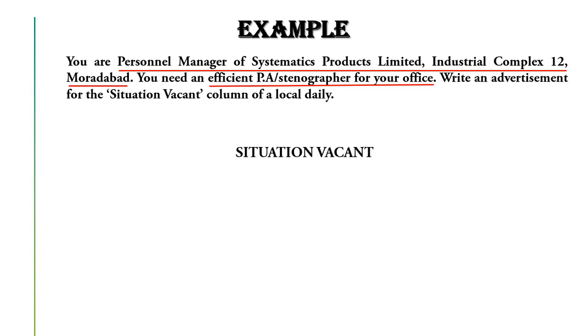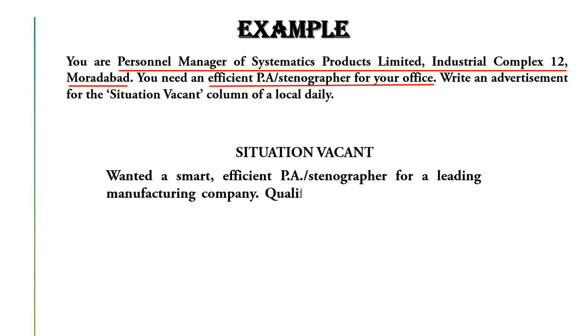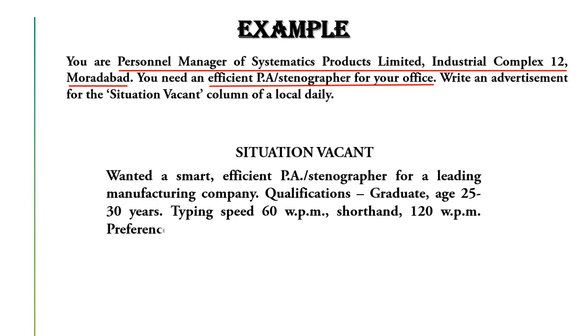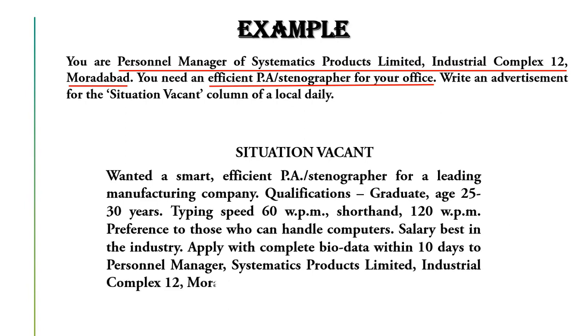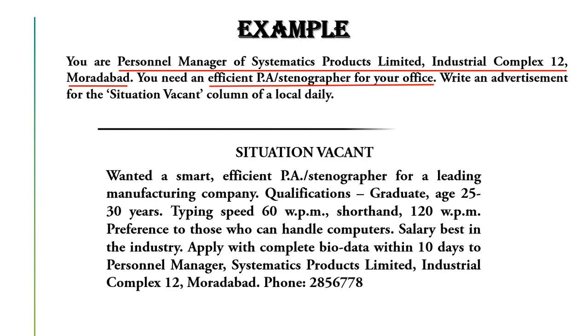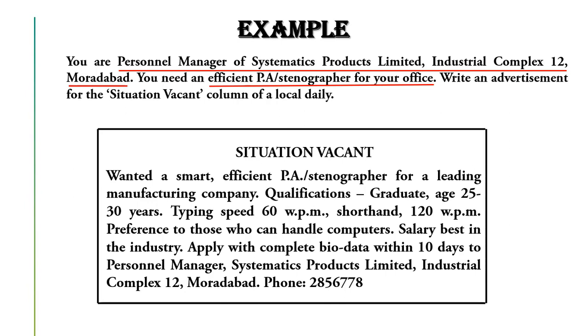So first, we write the heading, situation vacant. Then, we start writing. We start with the word wanted, remember? Wanted a smart, efficient PA/stenographer for a leading manufacturing company. Qualifications, graduate, age 25 to 30 years, typing speed 60 words per minute, shorthand 120 words per minute. Preference to those who can handle computers, salary best in the industry, apply with complete biodata within 10 days to personal manager, Systematics Products Limited, Industrial Complex 12, Moradabad, and the phone number. Plus, the advertisement is in the box.